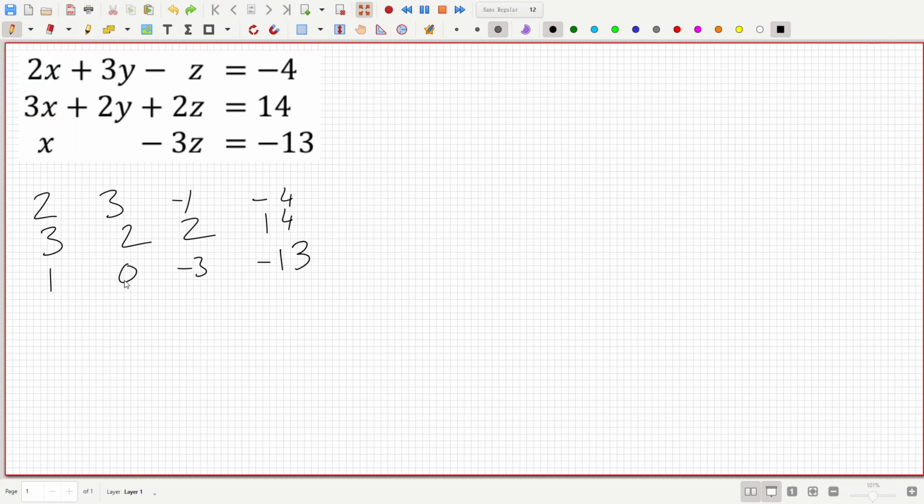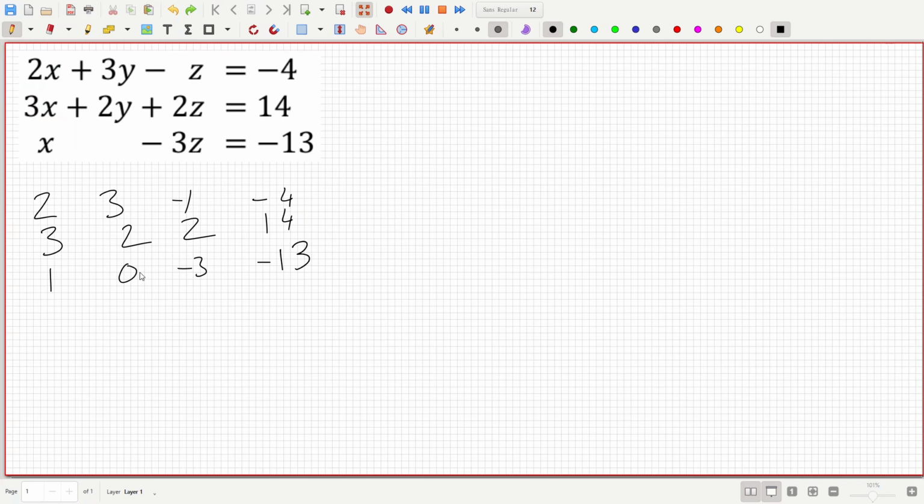Show you a method for solving simultaneous equations. It's an elimination method. First thing you do is simply write the equations out without the x, y, and z in this sort of block form. So the first line, 2x + 3y - z = -4, you just write as 2, 3, -1, and -4.